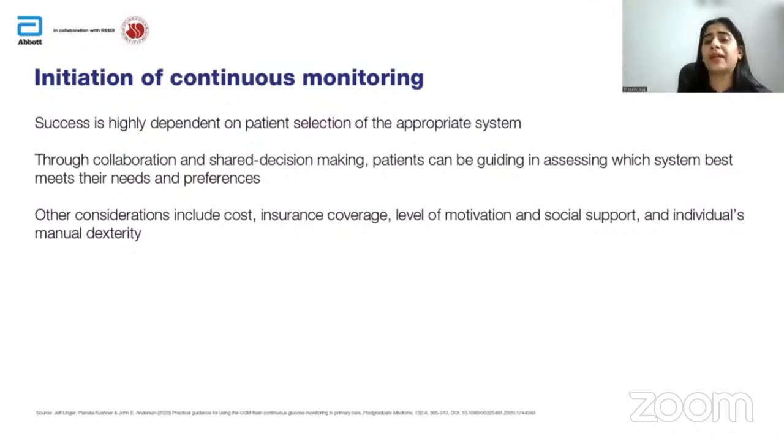Somebody who does not have that level of motivation, sometimes your patient says he gets psyched if he's continuously monitoring. So for him, simply a pro CGM is much better. You need to look at his social support system as well as, of course, his manual dexterity and his intelligence to decide what kind of CGM would benefit this patient most.